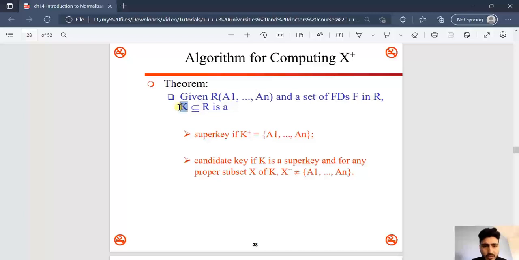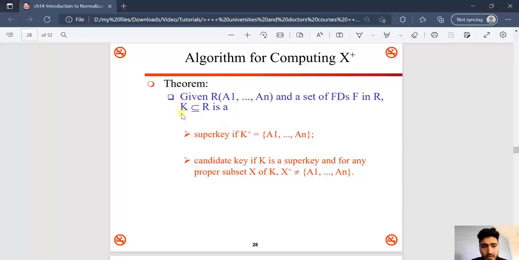We mean by K a set of attributes. For example, it may be a1, a2, or a4, a5, that is a subset of R. So if we have R as a set of columns or attributes, and we have F, which is a set of functional dependencies, and K is a subset of R, then K is a super key if we calculate K plus, or the closure of K, and we find that it is equal to all attributes in R.